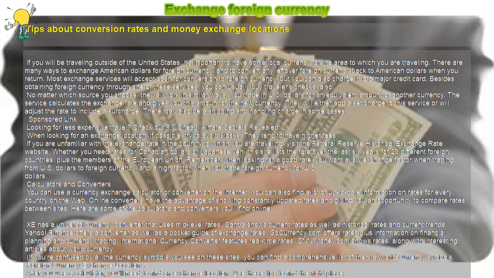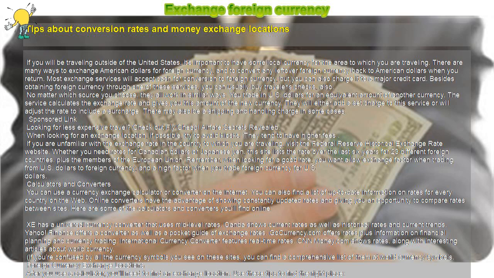Remember, when looking for a good rate, you want a low exchange factor when trading from US dollars to foreign currency, and a high factor when you trade foreign currency for US dollars.